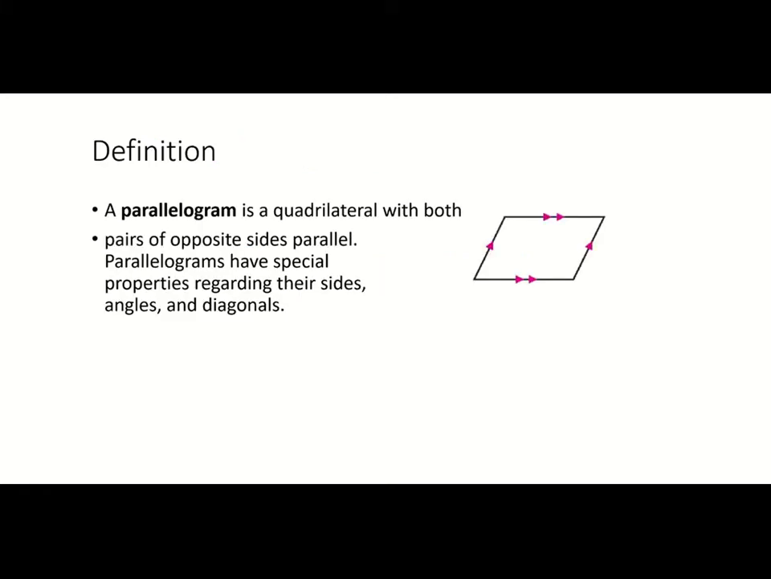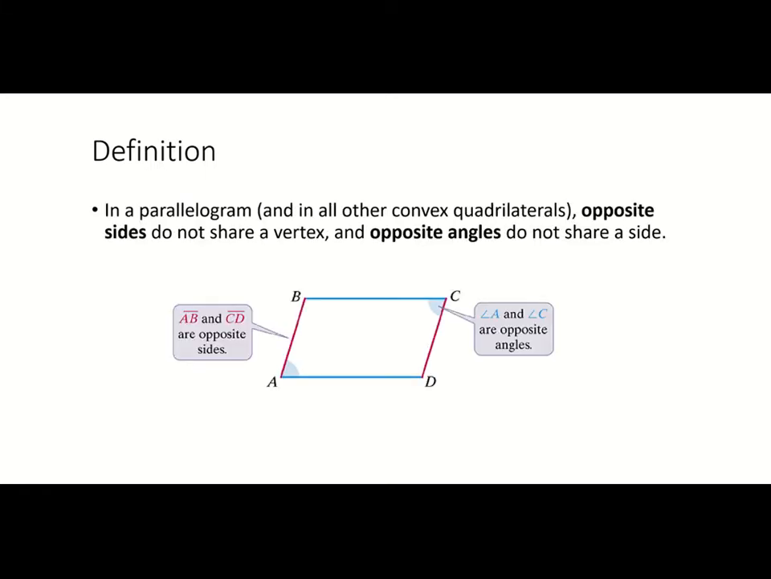Okay, so a parallelogram is a quadrilateral. It has four sides, but what makes a parallelogram is that both pairs of opposite sides are parallel to each other. So you have two pairs of parallel sides. Because we have two pairs of parallel sides, we do have some special properties of parallelograms.